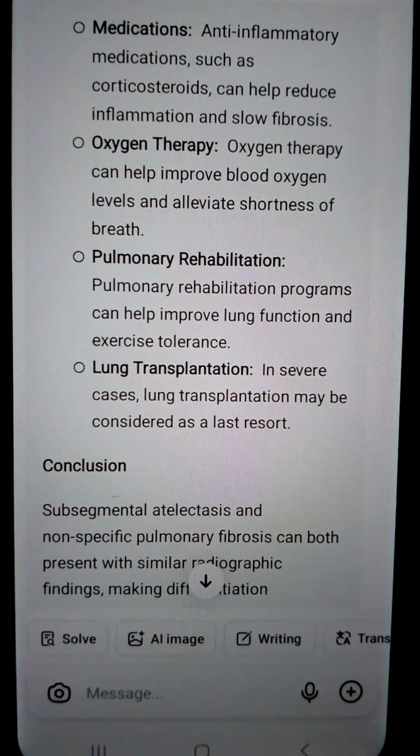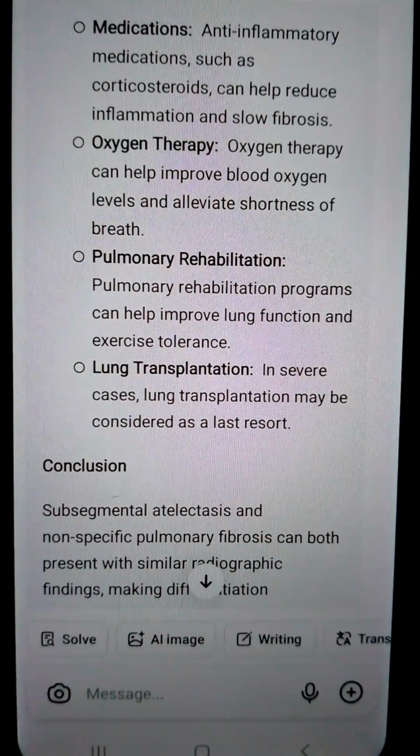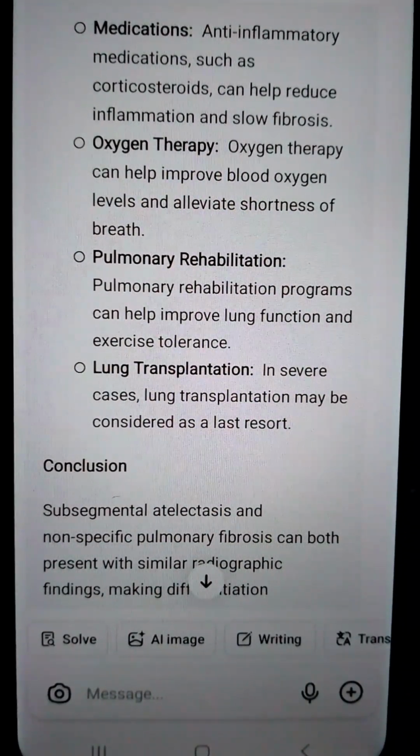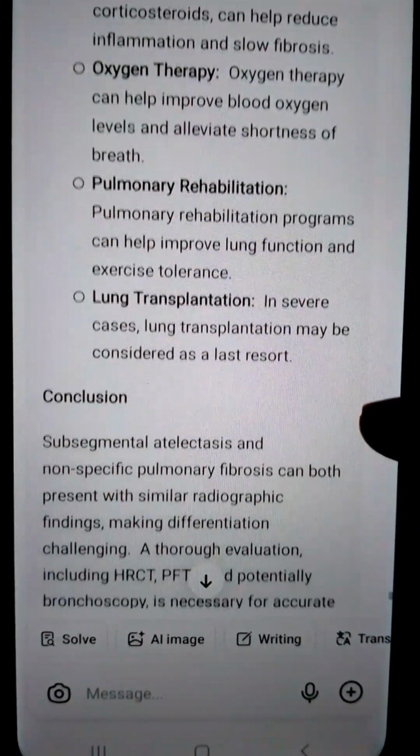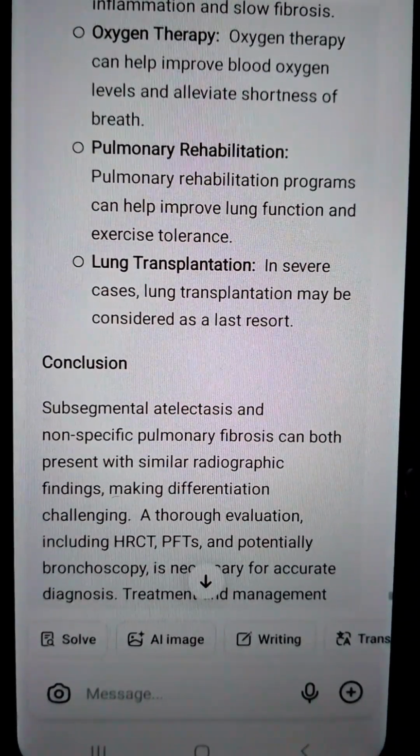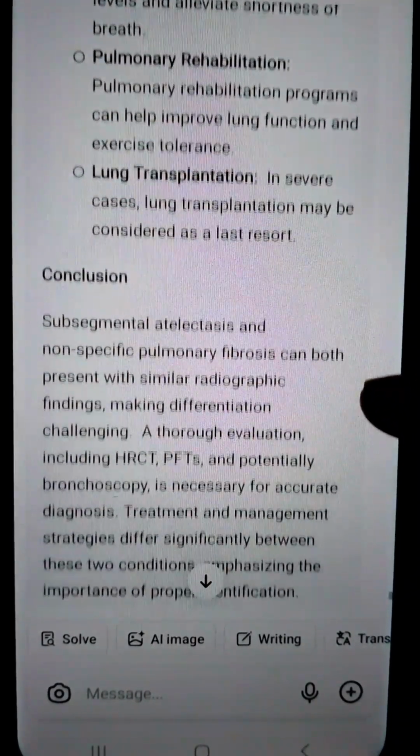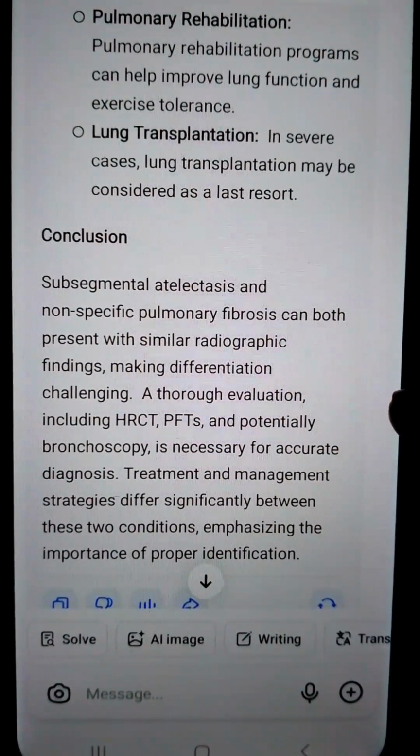Oxygen therapy. Oxygen therapy can help improve blood oxygen levels and alleviate shortness of breath. Pulmonary rehabilitation. Pulmonary rehabilitation programs can help improve lung function and exercise tolerance. Lung transplantation. In severe cases, lung transplantation may be considered as a last resort.